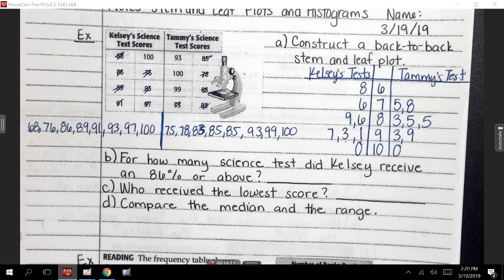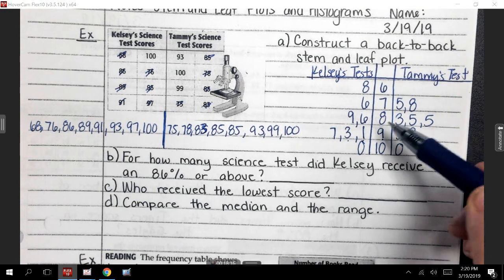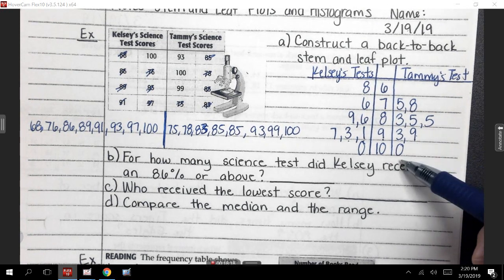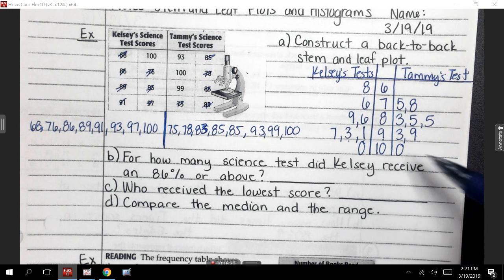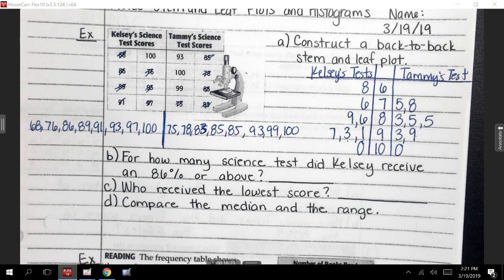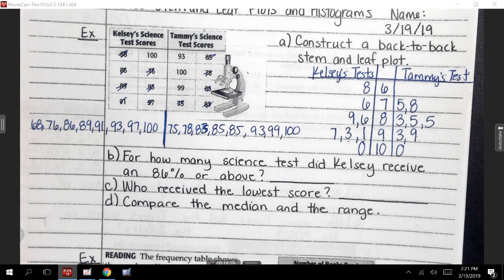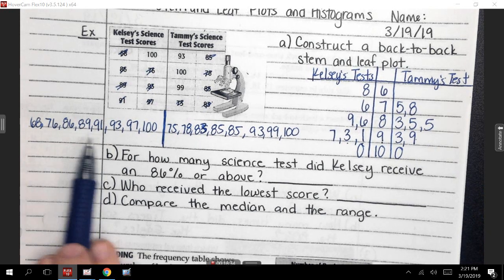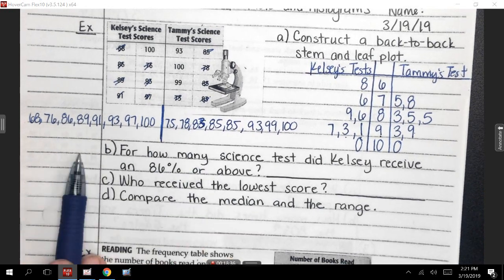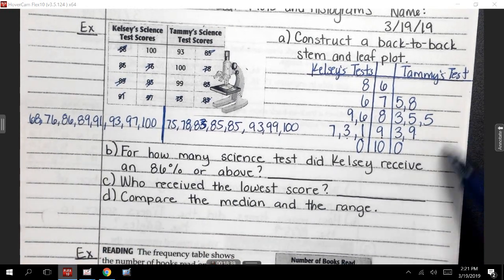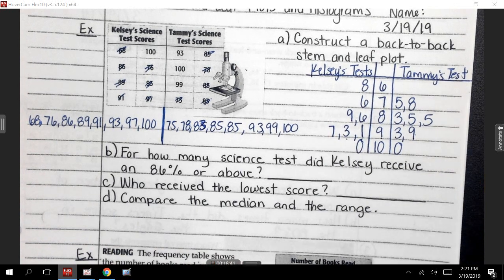Really, the only thing stem and leaves are good for is like if I wanted to know how many A's did Tammy make? 1, 2, 3, because that 100 is an A too. What if I want to know how many B's did Kelsey make? Evan? 2, because I would just count there. That's when the stem and leaf could be helpful. The majority of the time, this is a lot more helpful than anything. The plus side is a stem and leaf is already in order. So if you're given a stem and leaf, it makes writing your numbers real easy.